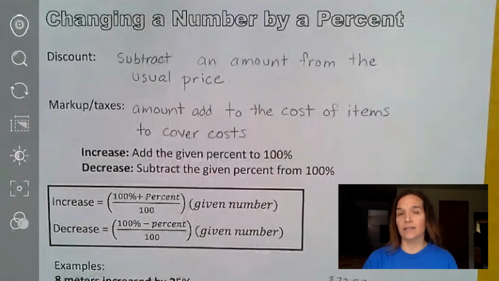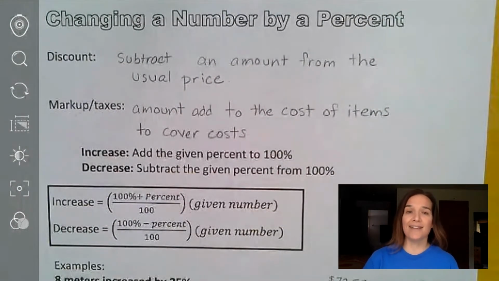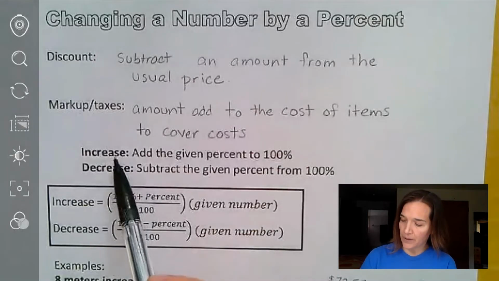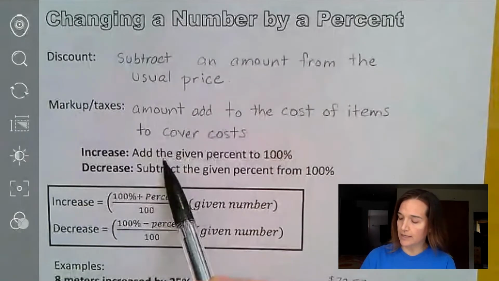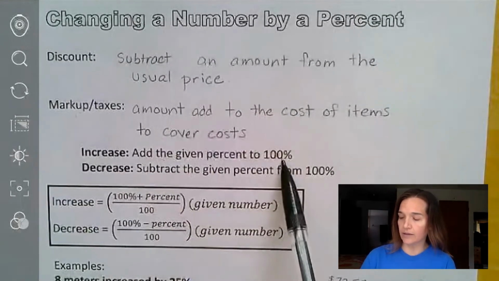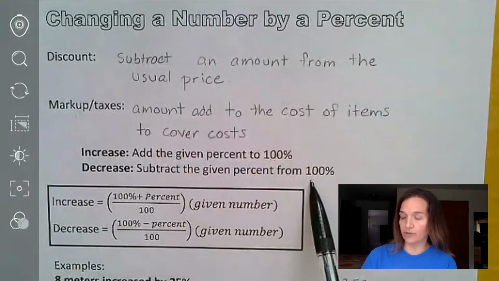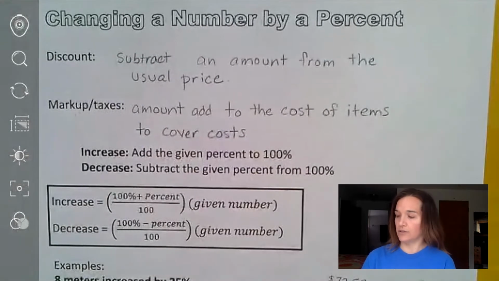And then taxes. When we pay for something and we have to give taxes to the state, we have to pay more than what the original price was. So it's a similar type of thing to a markup. Here's how we do that. For an increase, you basically take whatever percent they give you and add it to the 100%. If they give you a decrease, you subtract that from 100% and then find its answer.